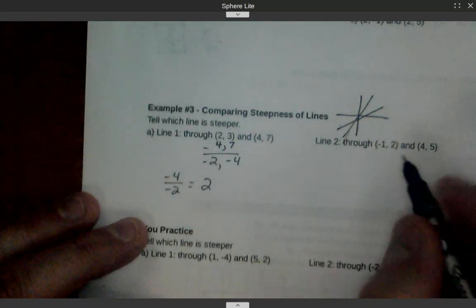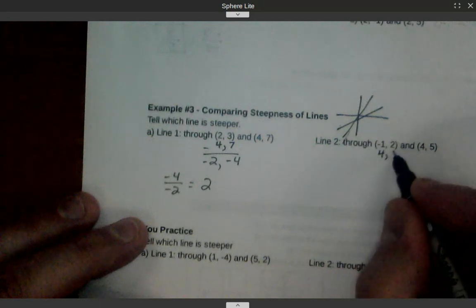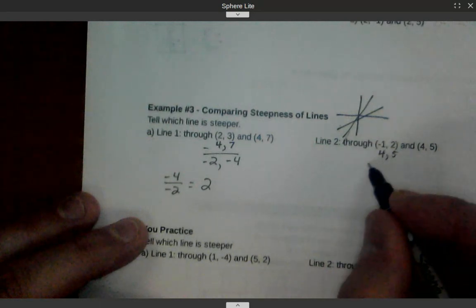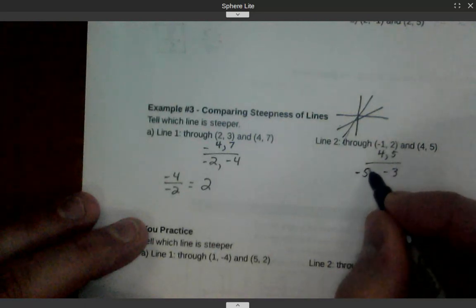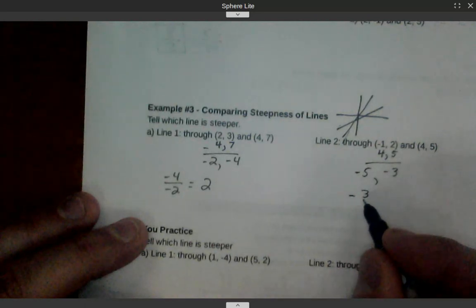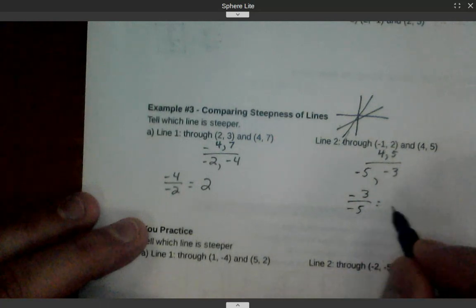If I do my steepness of this one, this will be 4 over 5. So 2 minus 5 is negative 3. Negative 1 minus 4 is negative 5. My slope for this is negative 3 over negative 5, which is going to be 3/5.